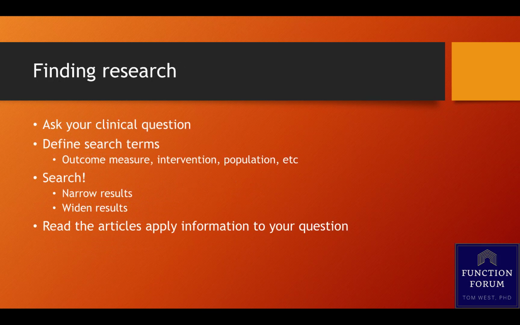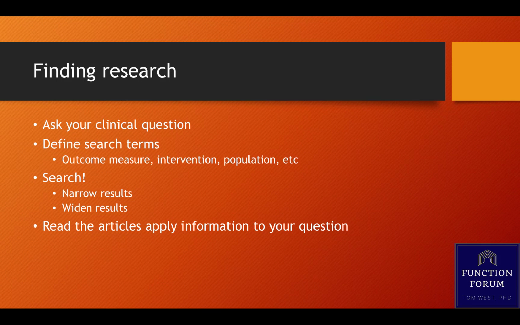So finding the research, how are we going to do this? Once we have a clinical question, we're ready to go find some research. Well, the first step is to go to one of these search engines and then search for articles. Well, how do we do that? So if we have our clinical question, let's say our clinical question is the one we said at the beginning related to which type of warm-up will have the greatest benefit for the 100-meter dash. We have our question. We now have to define our search terms. What terms are we going to put into this online search engine to find our articles?